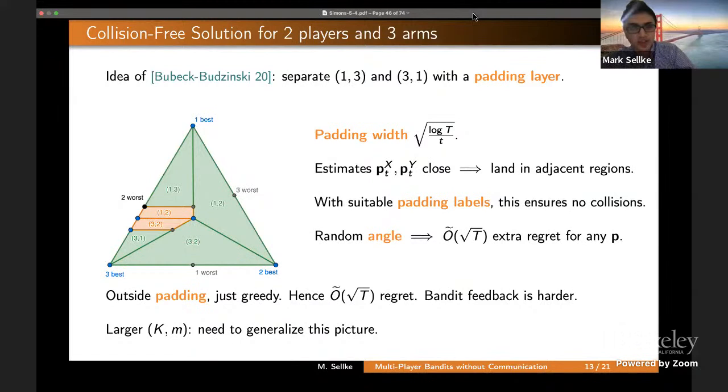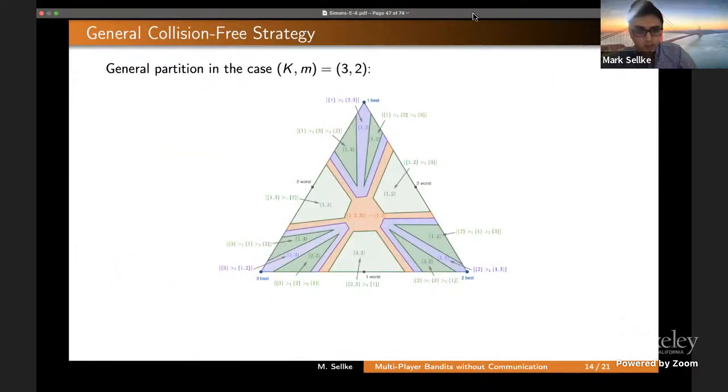So the first thing is, how does this picture work in higher dimensions? If I have a k-dimensional simplex or something, what are we going to do? We came up with a more general partition that extends to fully general numbers of players and number of arms. Here's what it looks like in the same two-player three-action case. It's kind of a tree. You can think of the orange region as the root of some tree, the purple and the light green are its children, and the dark green are the children of the purple.